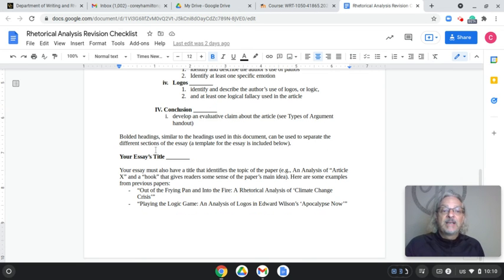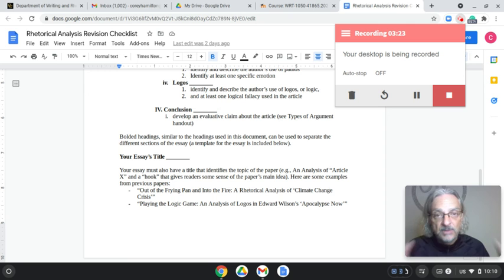And then don't forget your essay title. So we can check this here. Give me a little bit more of an idea other than just the title of the article that you are analyzing. Think about how it fits into the context and the rhetorical situation. So think about this one here: Playing the Logic Game, an analysis of logos in Edward Wilson's Apocalypse Now.